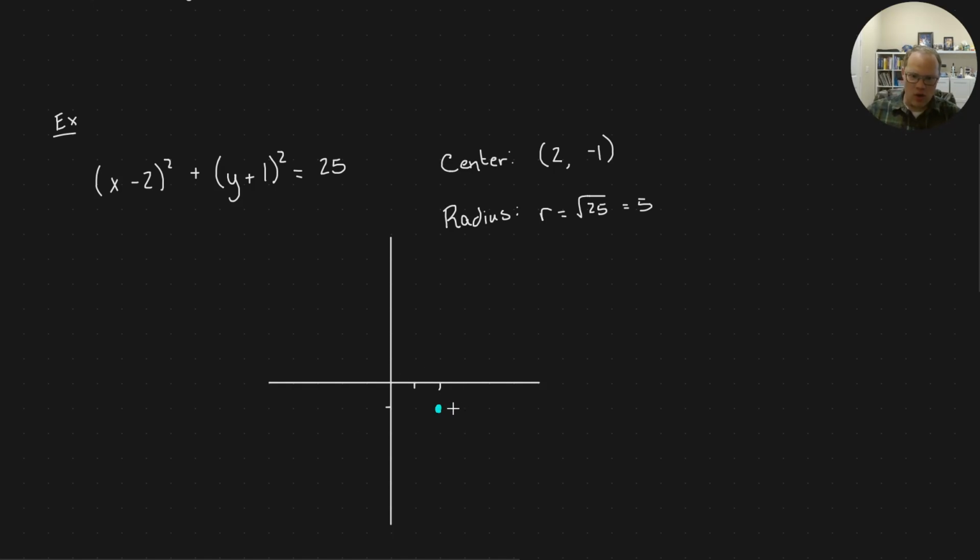And I'll just go up, down, left, right to get 4 points in the cardinal directions. So 1, 2, 3, 4, 5. So I've gone 5 left, right, 5 up, down, and now I am ready for my circle.